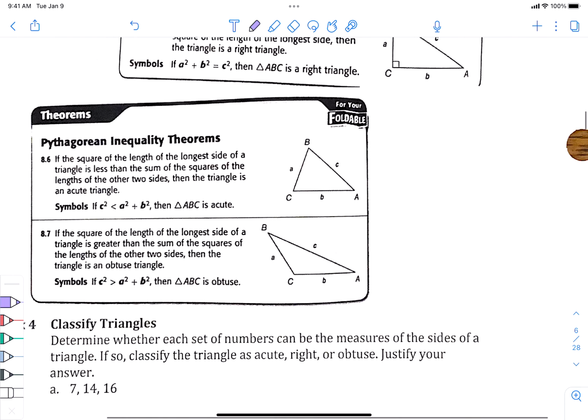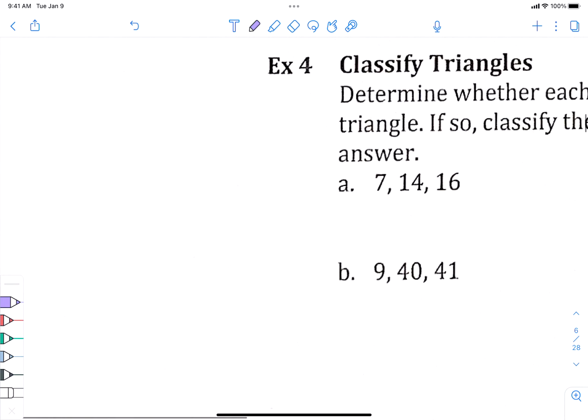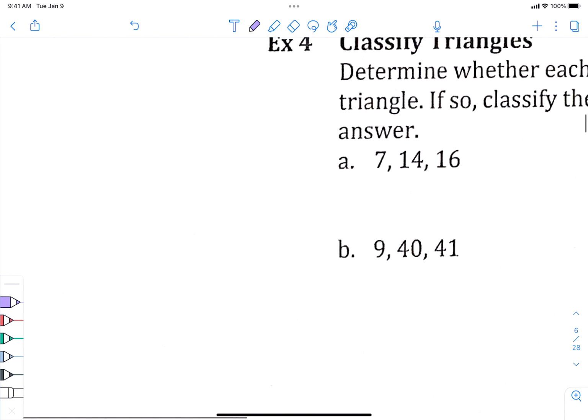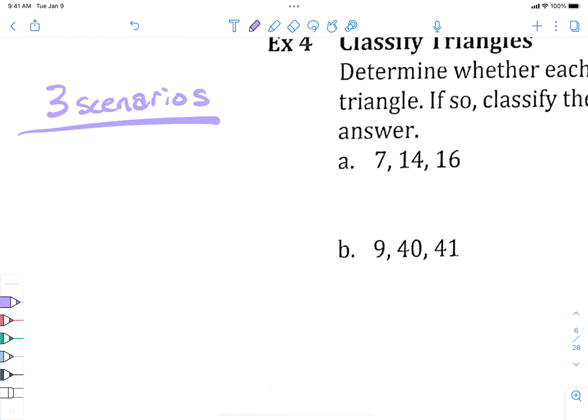All right, here's the deal. We're going to go down to example 4, and I'm going to give you a little cheat sheet over here. There are 3 scenarios that can happen. 3 scenarios.